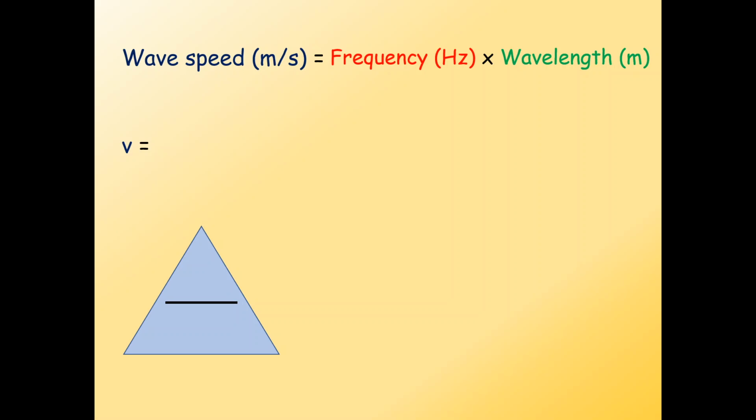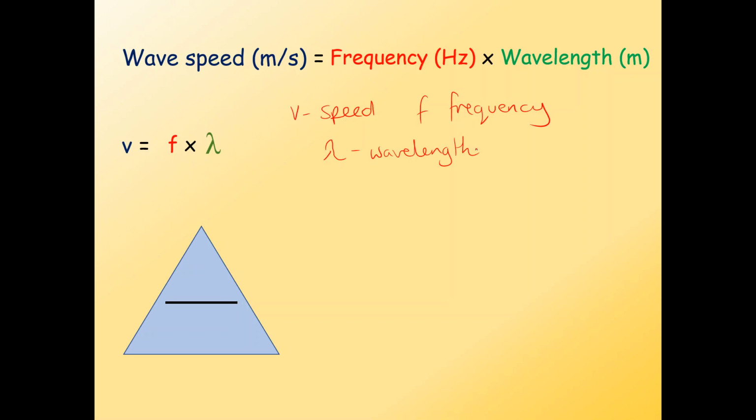This can also be written as V equals F times this symbol here, which is the Greek letter lambda, which represents wavelength. So we have V representing speed, F representing frequency, and then that Greek letter lambda, shaped like this, represents wavelength.